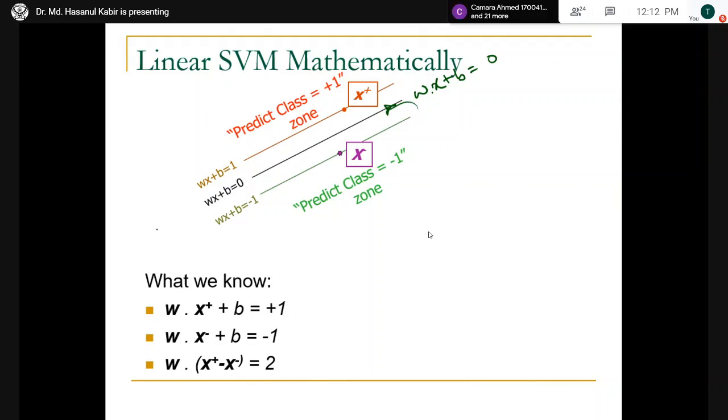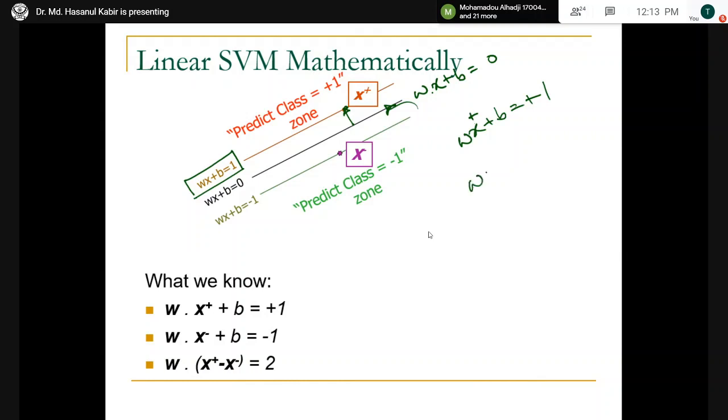Now we know that if we have this sample over here, then the point from this line to that sample gives us a representation of the distance. But purely from the point of view of the discriminant function response, W transpose X plus B is going to be equal to +1 for the positive sample. If I write for the positive sample, the response is going to be +1.